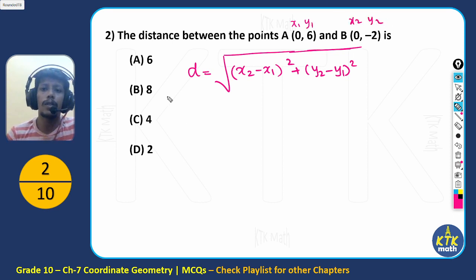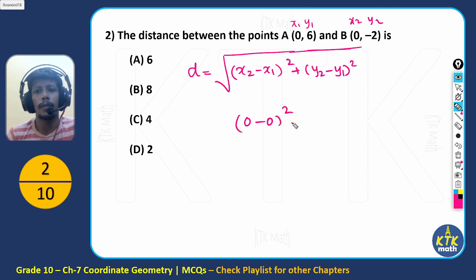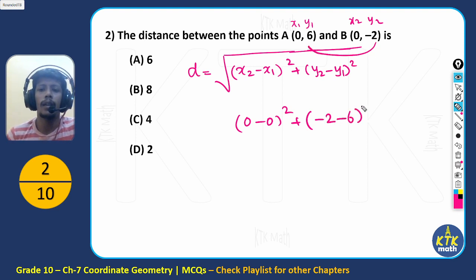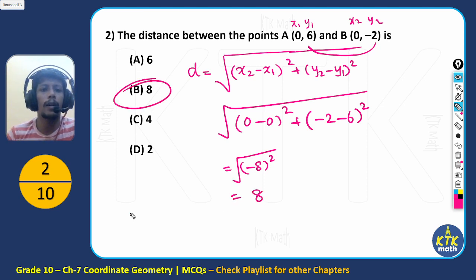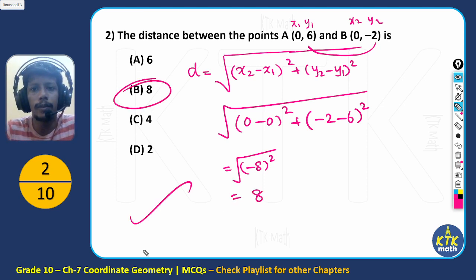Okay, so you need to subtract. So 0 minus 0 is not going to affect your answer. And then you see here negative 2, negative 6. Negative 2 minus 6 we are writing. Now 0 is nothing. So this is negative 8 squared, which will be 64. Again square root is going to be 8 only. So your answer is option B, 8.